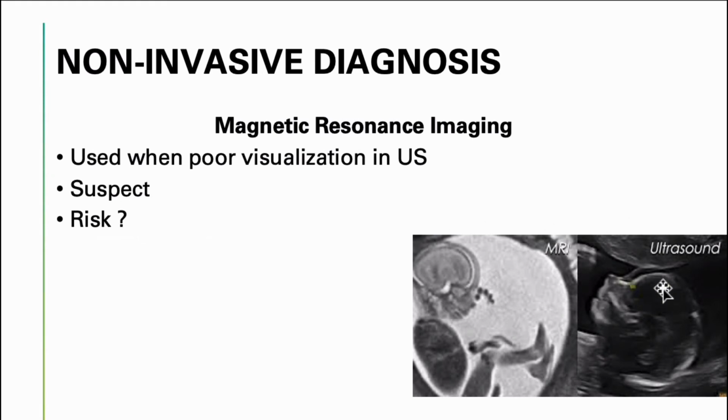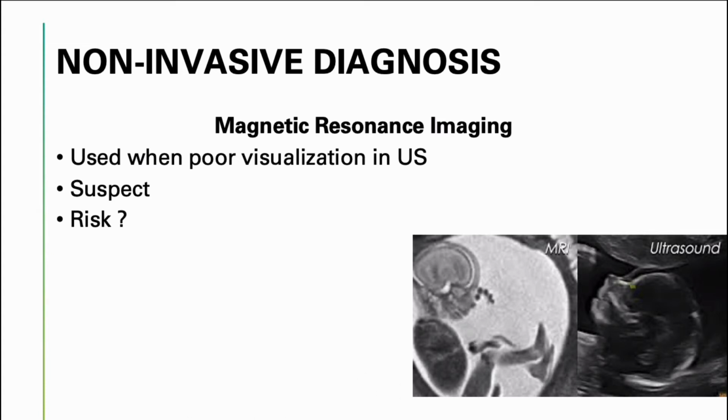Now, this is an ultrasound. This is an MRI. So what is an MRI? MRI stands for magnetic resonance imaging. So essentially, it uses magnets, along with the help of a computer, to make a very detailed three-dimensional picture. And you can go through multiple layers to visualize organs and body parts.